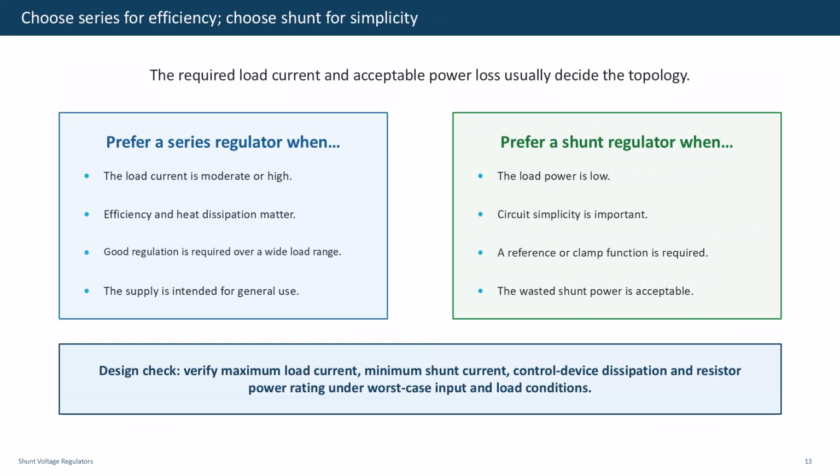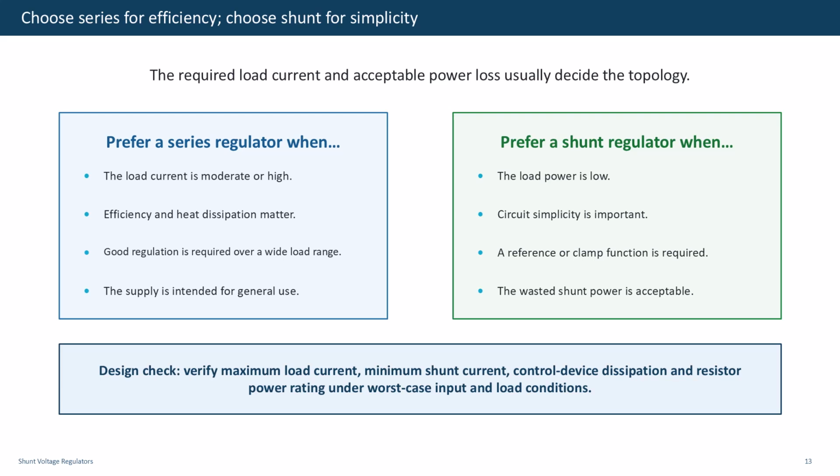Topology selection begins with the load requirement. Choose a series regulator when the load current is moderate or high, when efficiency and heat dissipation matter, or when good regulation is required over a wide operating range. Choose a shunt regulator when the power level is low, simplicity is valuable, or the circuit serves mainly as a voltage reference or clamp. A shunt design must still be checked carefully.